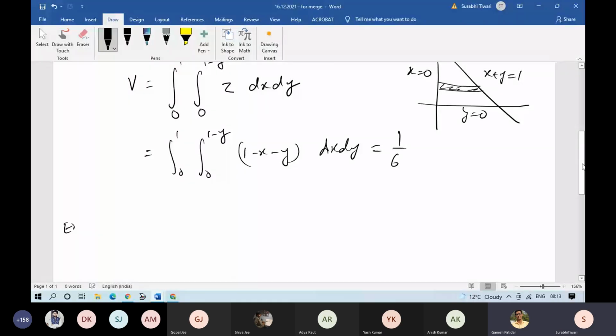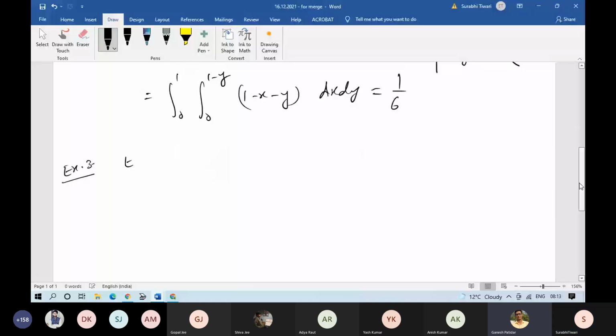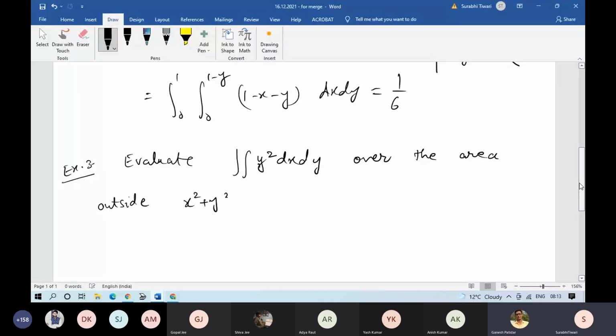Now coming to another example. Evaluate the double integral of y square dx dy over the area outside x square plus y square minus ax is equal to 0 and inside x square plus y square minus 2ax is equal to 0. So there are two circles and you have to calculate the area outside this one and inside this one.